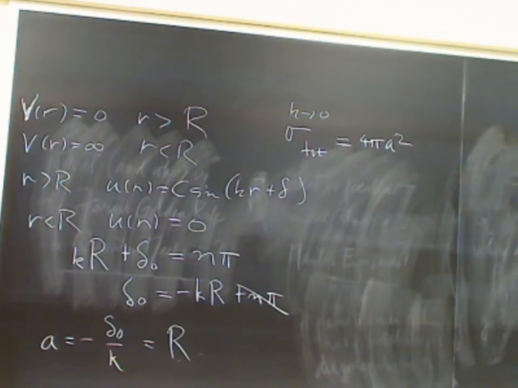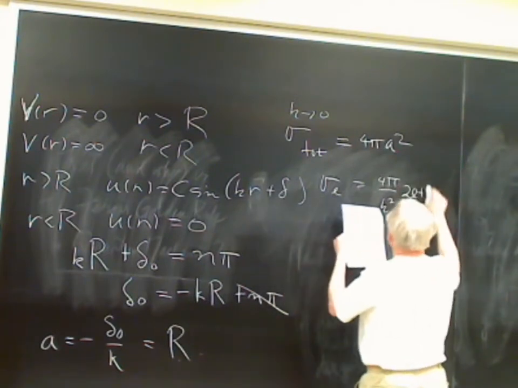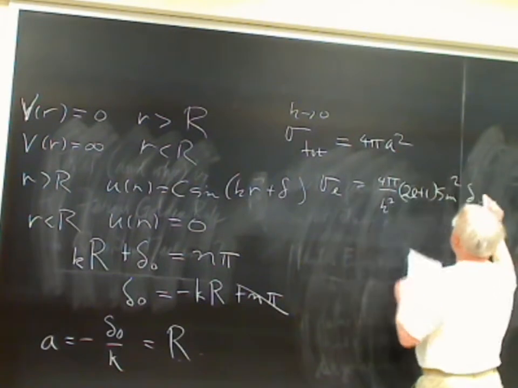The elastic, let's forget about absorption. The elastic cross section then is pi 2L plus 1 over k squared. We're just looking at L equals 0, so it's pi over k squared. Wait a minute, that's the total cross section. Where is this? The cross section for just the L partial wave, sigma sub L, is 4 pi over k squared, 2L plus 1, sine squared delta L.